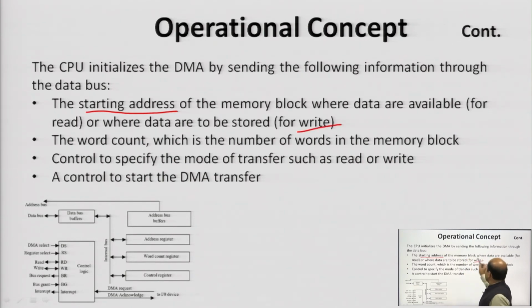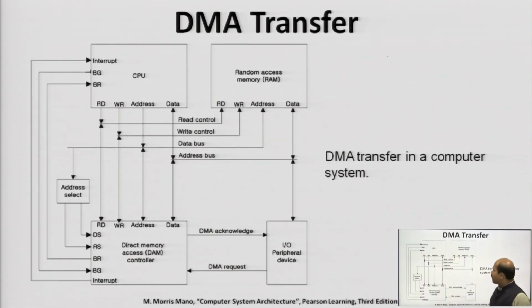So, read or write signals are also issued by the CPU with the starting address, and the word count, meaning how many words are to be transmitted, is also informed by the CPU. And a control to specify the mode of transfer, such as read or write. If it is a read operation, the corresponding control signal will be given here, and if it is a write type of operation, the write signal is stored here in the control register, along with a control to start the DMA. The device will be informed by these controls. Now, you can start the transfer; the CPU will initialize the DMA controller. This way we can understand the operation.